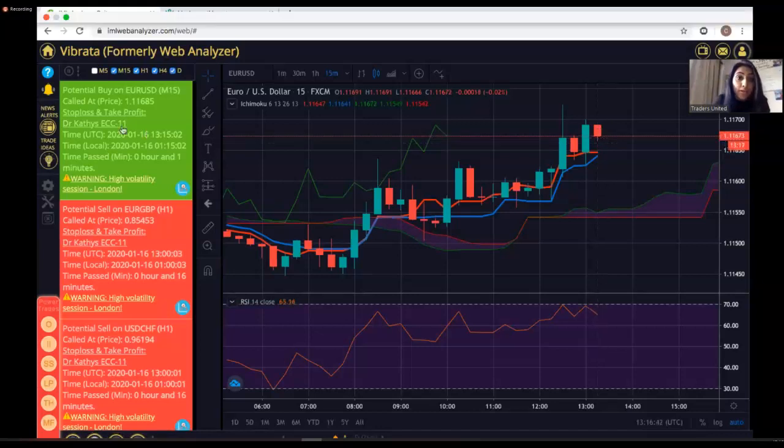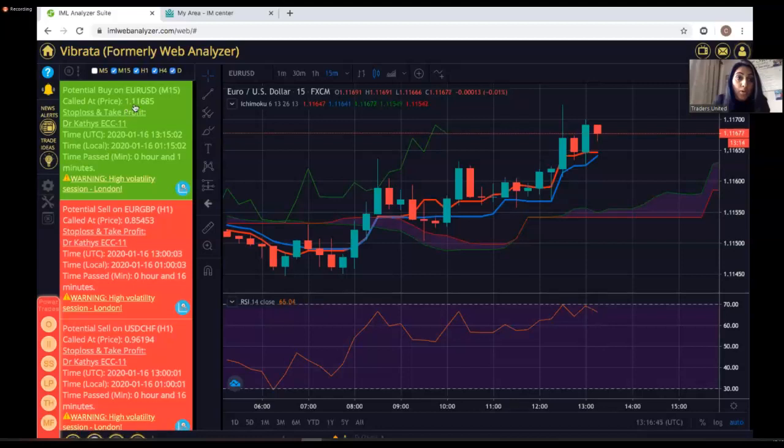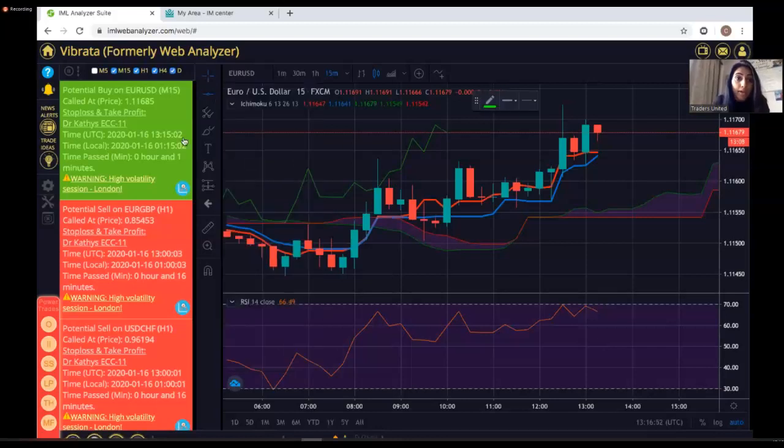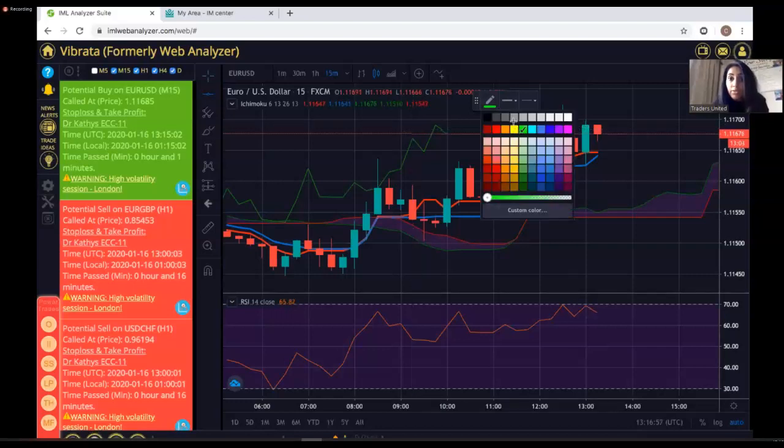Now, let's have a look at the called out price. 1.11685. I'm just going to highlight it so you can clearly see. Okay, 1.11685. And let's make it yellow as well.